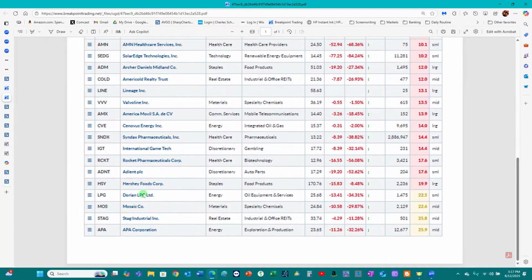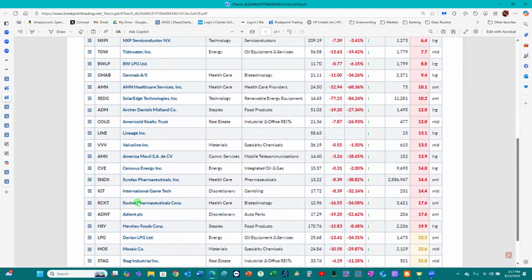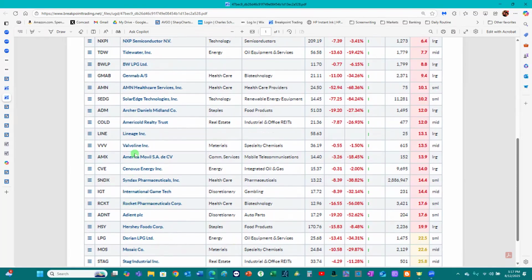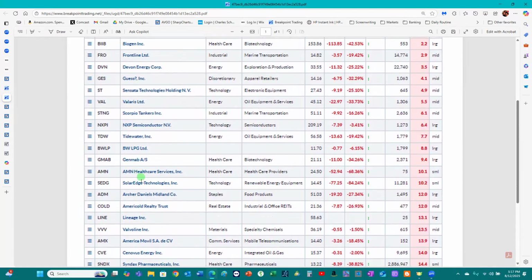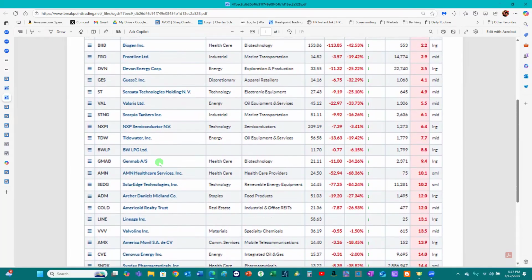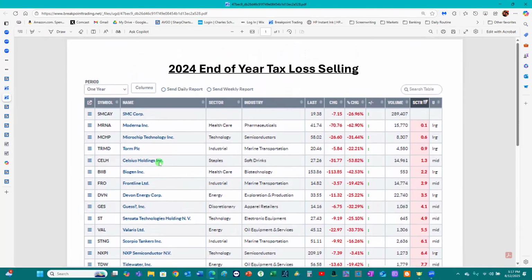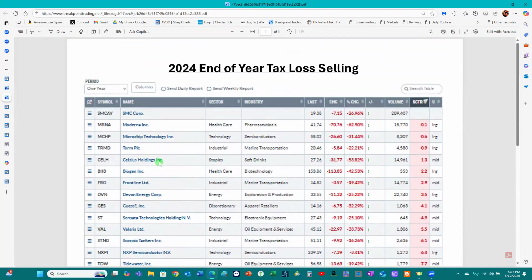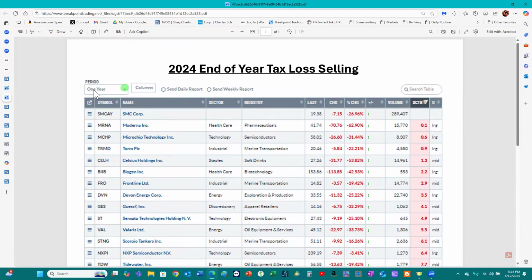You can see some of them: Mosaic, Rocket Pharmaceuticals, CVE. These are all the ones. Solar Edge was on the scan. We'll look at these in a second. So that was the scan for tax loss selling.